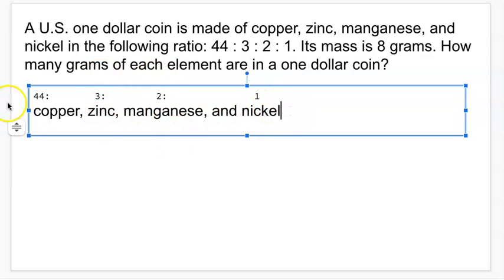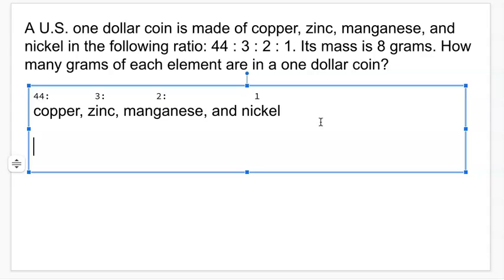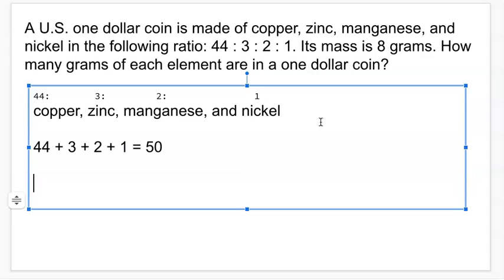at it like that. If you add 44, 3, 2, and 1, you'll get 50. So that's the total amount of each thing. And then in order to solve for each of these, I'm going to show you how to set up one of them, and then you're going to have to figure out the rest. So for example, copper, actually let's use zinc. It's a little less. So zinc's ratio is 3 out of 50. So it's 3 of the numbers out of 50 total.